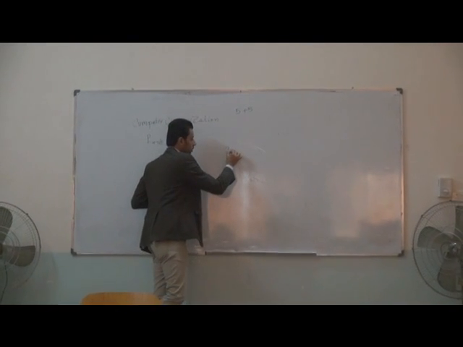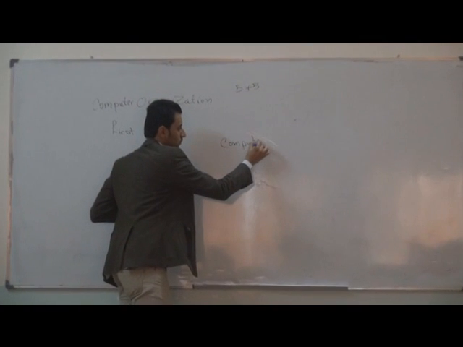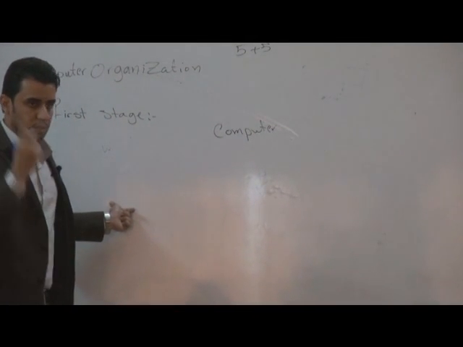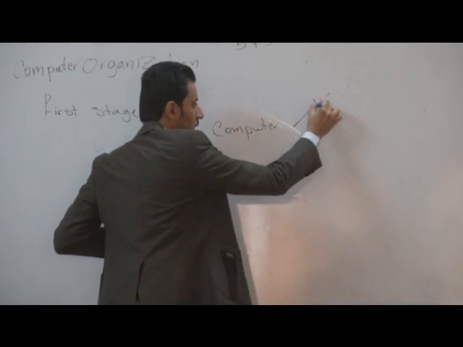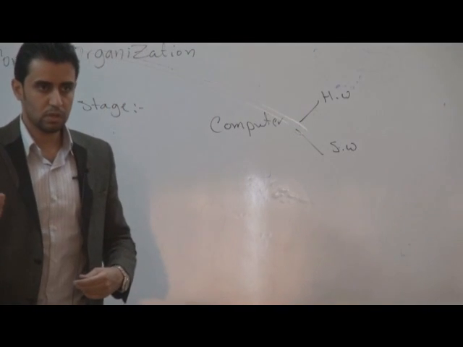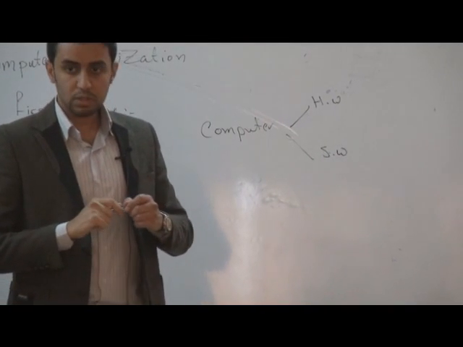Now we have the computer, and we say it's an electronic device, or advanced electronic device, that consists of two parts: hardware and software. Hardware, it's okay. Now we will go through the software.